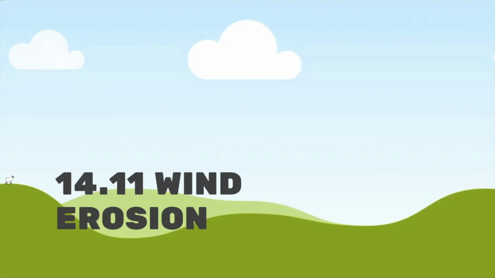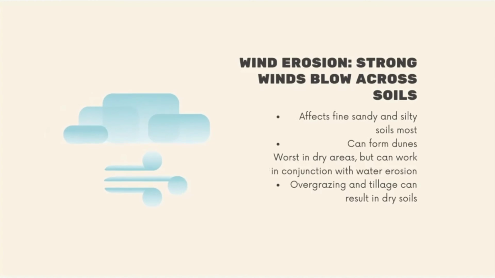Next, we're going to look at wind erosion. So wind erosion is strong winds blowing across soils, and it affects sandy and silty soils the most, but it can affect any soil. A good example of this is sand dunes. They're the worst in dry areas, but it can work in conjunction with water erosion as well. Overgrazing and tillage can result in drier soils, which means that wind erosion is probably going to affect that area even worse.